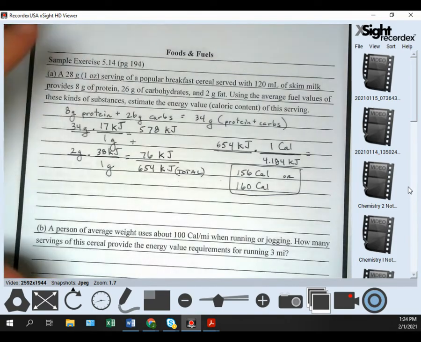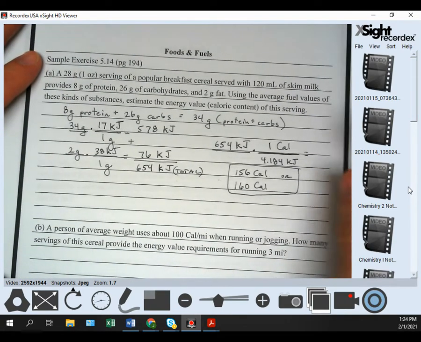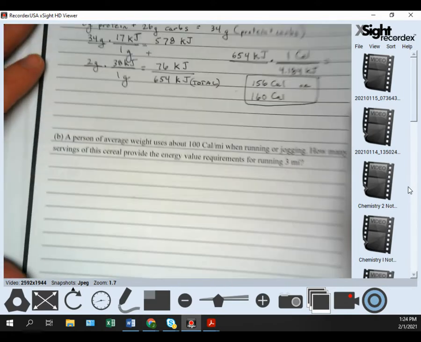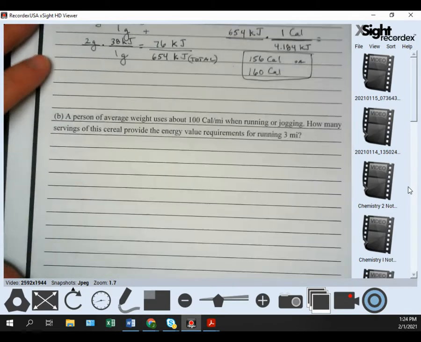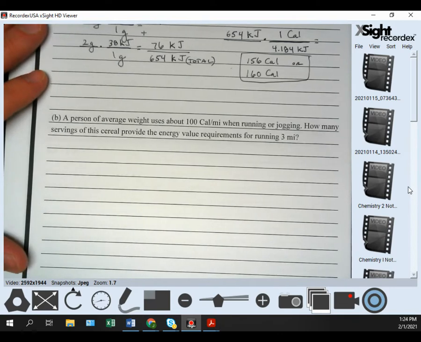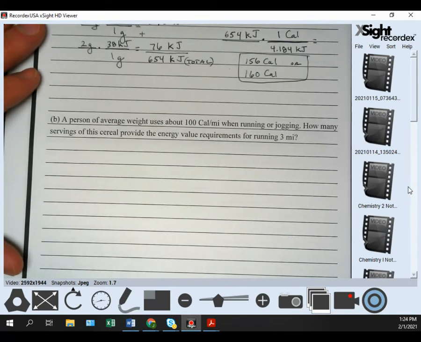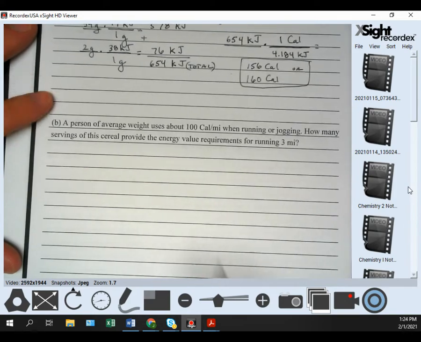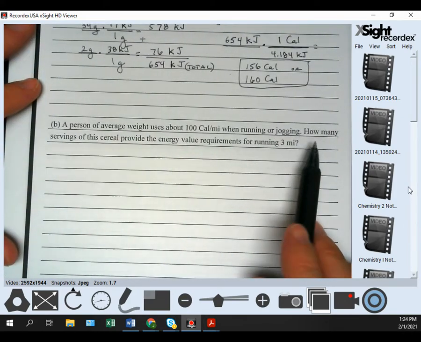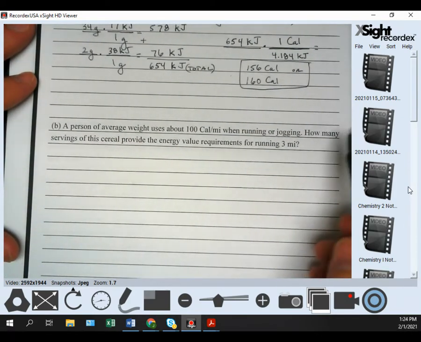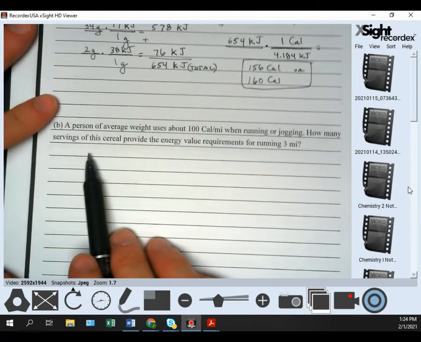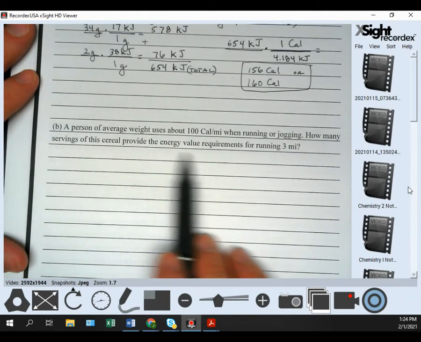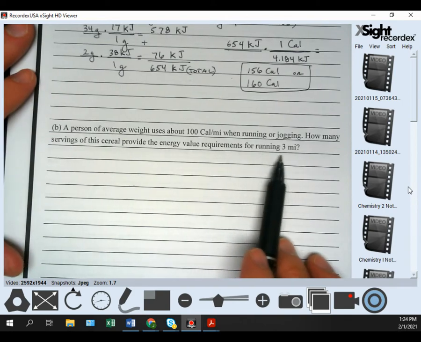All right. Second, part B. A person of average weight uses about 100 calories per mile when running or jogging. That seems so unfair. A mile's a long distance. It should be more calories than that. I guess. How many servings of this cereal provide the energy value requirements for running 3 miles?